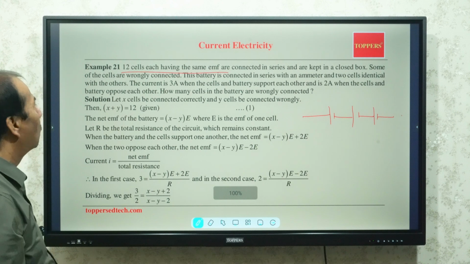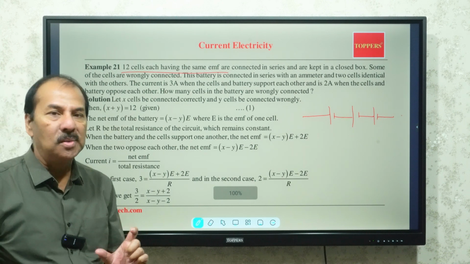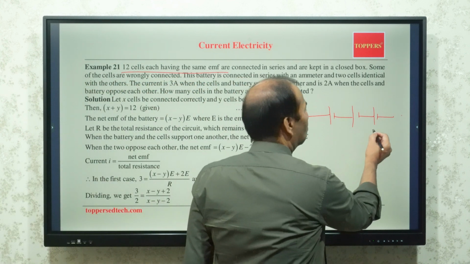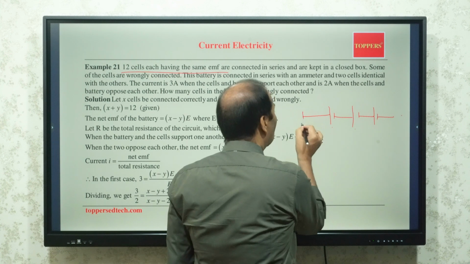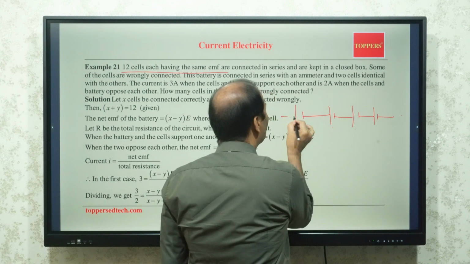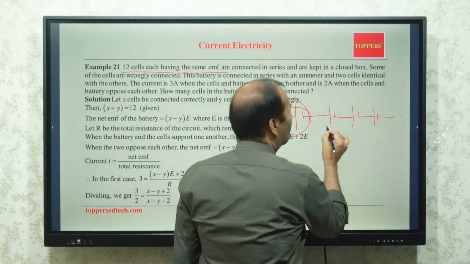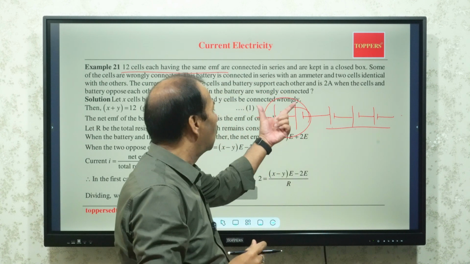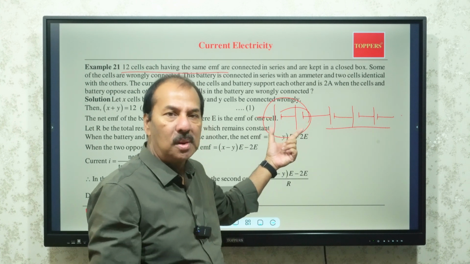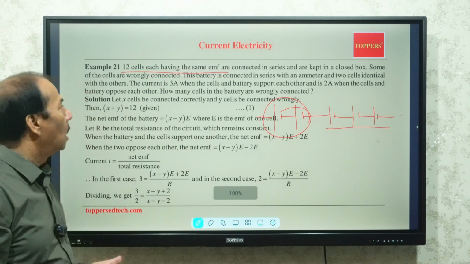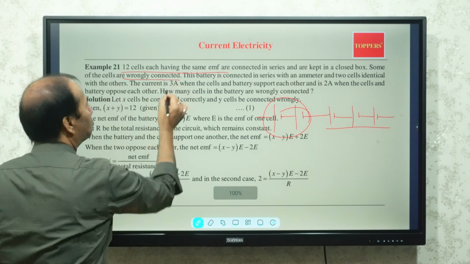Some of the cells are wrongly connected. The intention is to connect them in series. When you connect them in series, plus to minus, it should be connected like this. But if some of the cells are connected, suppose like this, it means these two cells are connected opposite to this. So this is violating the series connection, which is the assumption, or the intention. So the cells are wrongly connected.